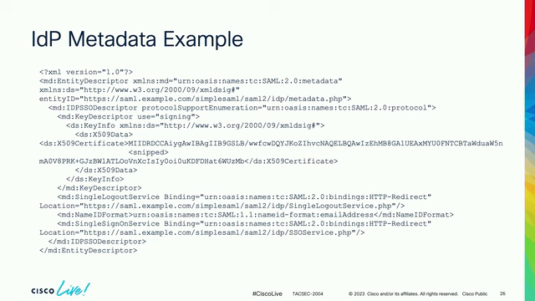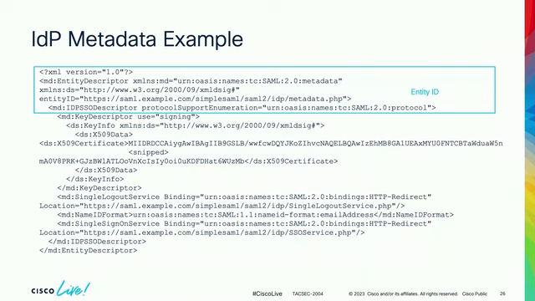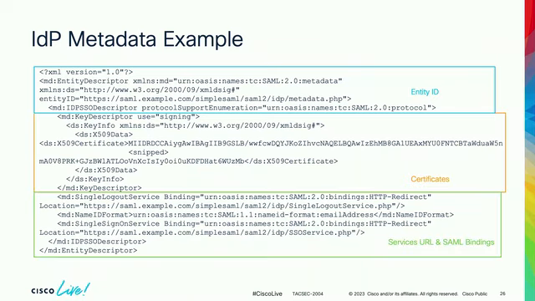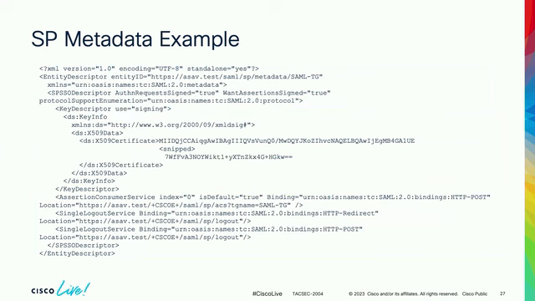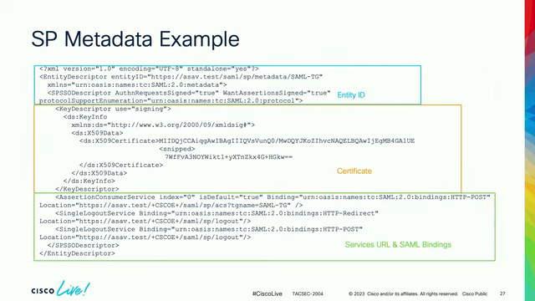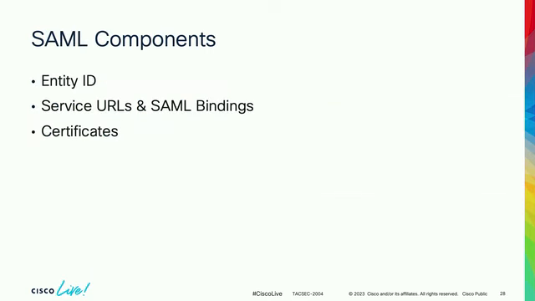In this example, we can see an IDP metadata. There's a bunch of information here, but if we look closely, we can start identifying some SAML components, such as the entity ID, certificates, and our service URLs and SAML bindings. As well, the service provider needs to have a service provider metadata. And here are some of the SAML components.